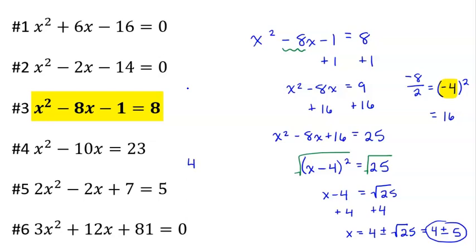We have 4 plus 5, which gives us 9. 4 minus 5 gives us negative 1. So our answer could be negative 1 or 9.